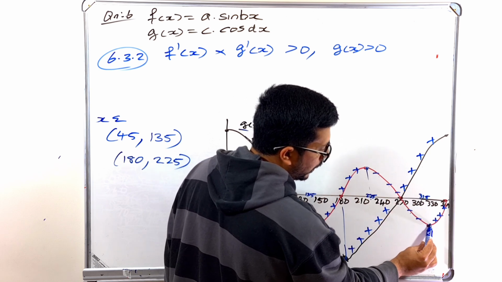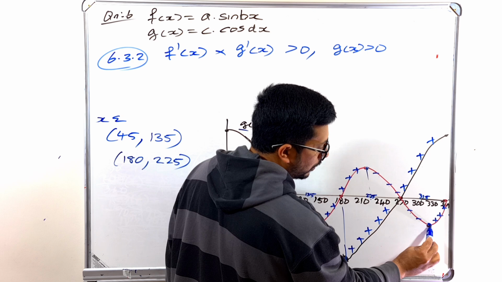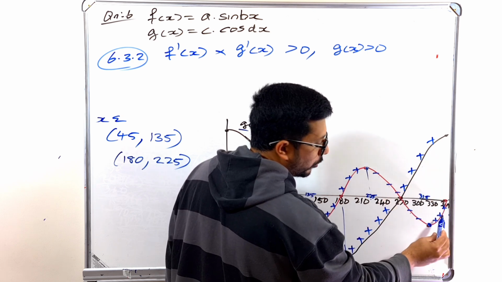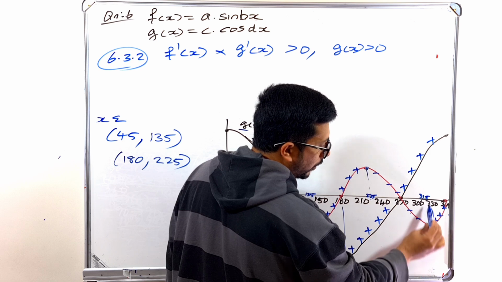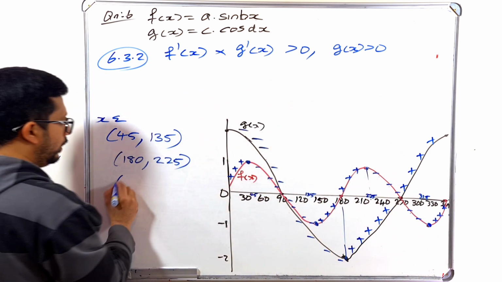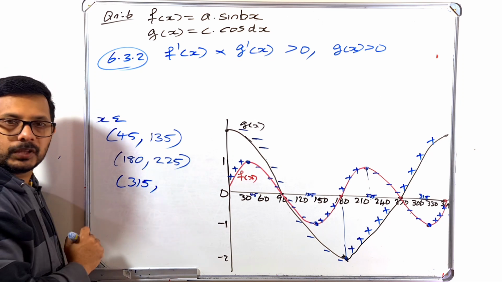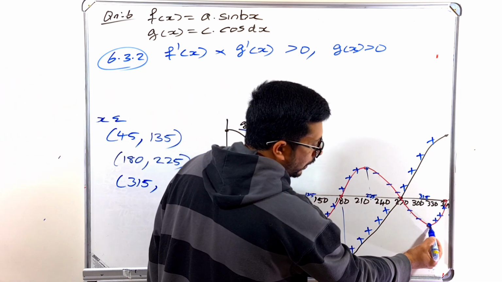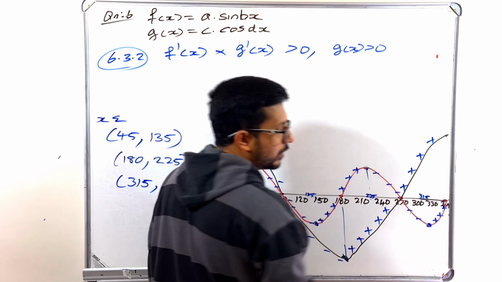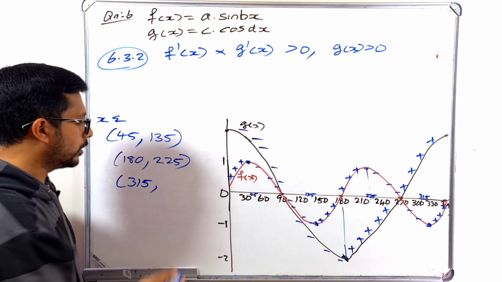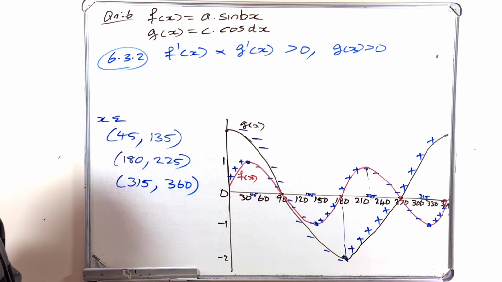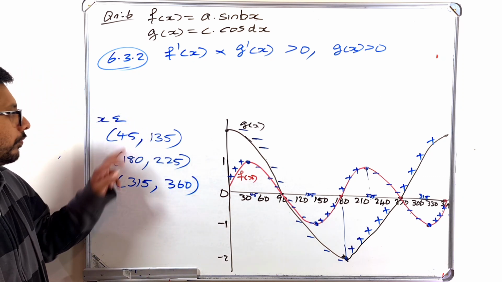But here you can see that after this point, this is positive, this one is also positive. Positive into positive, positive, that we can take. So at this point, what is the x value? 315. So after 315, positive, positive, positive, positive, up to 360. Positive times positive is positive. So up to 360.